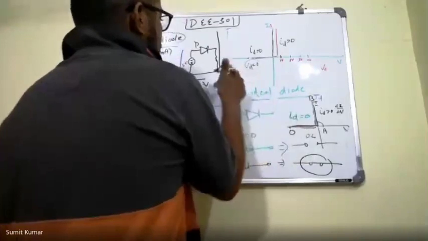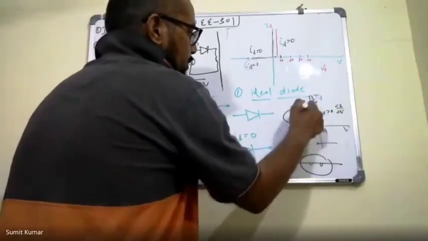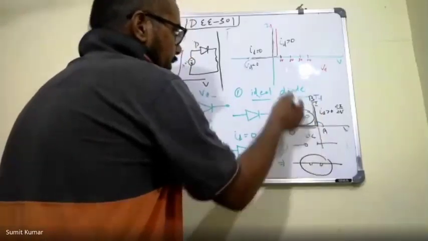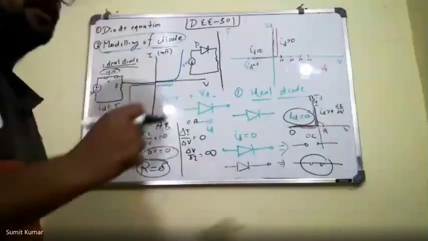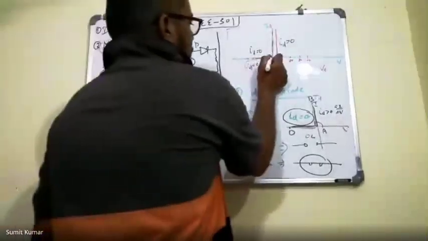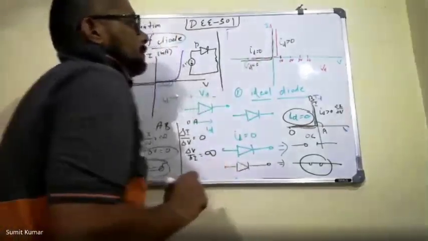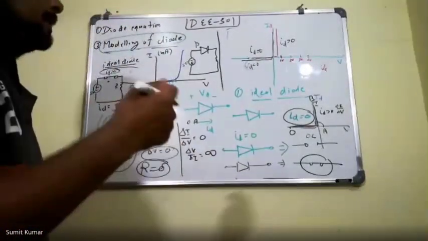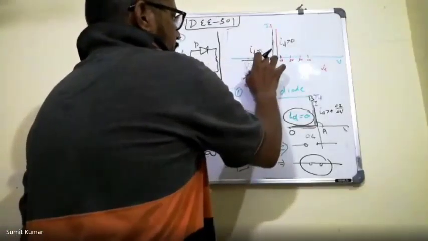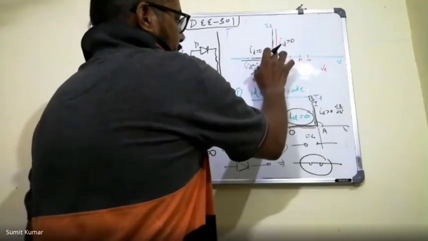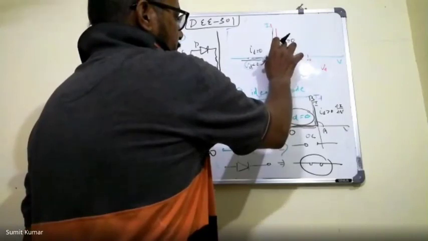So ID is equal to 0, it means the current is almost zero. There is some current here in microamperes, but I have approximated that current, because the real characteristics are like this. We have seen this, but I have approximated it as an ideal characteristic. I have treated ID as equal to 0, and I have approximated this as 0.7 volt.